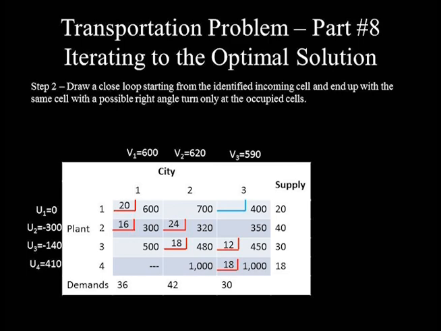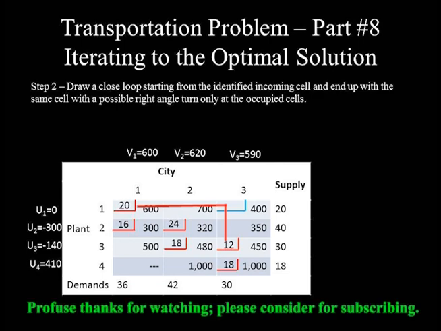Starting from this cell, we can draw a straight line either horizontally to the occupied cell under column 1 or vertically down to the occupied cell in row 3, because a right angle turn is always possible at an occupied cell. For this case, let's draw a horizontal line to the cell at the intersection of row 1 and column 1.